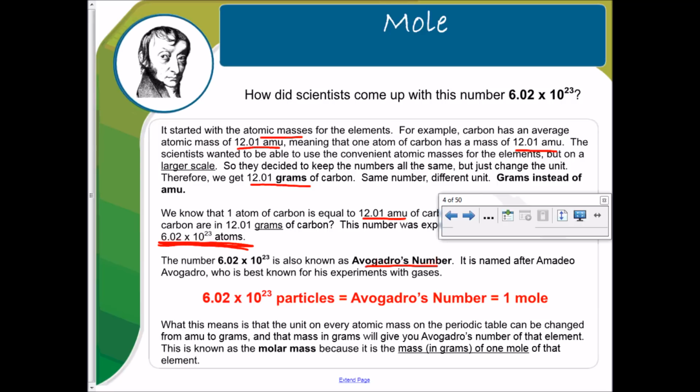What this means is that the unit on every atomic mass on the periodic table can be changed from AMU to grams. And that mass in grams will give you Avogadro's number of that element. This is known as the molar mass because it is the mass of 1 mole of that element.